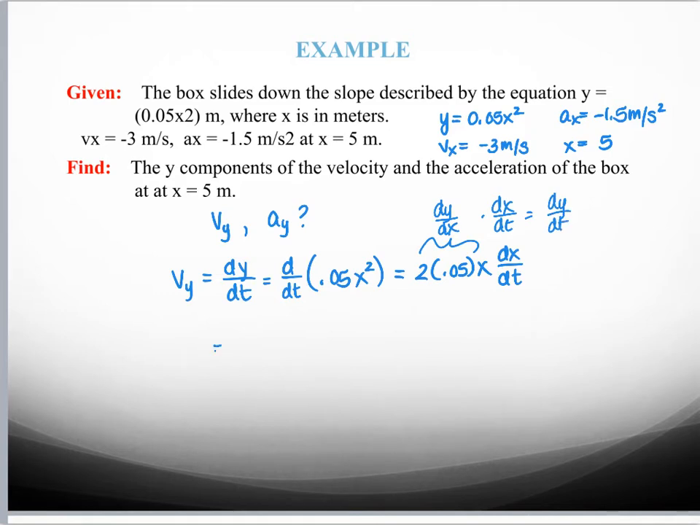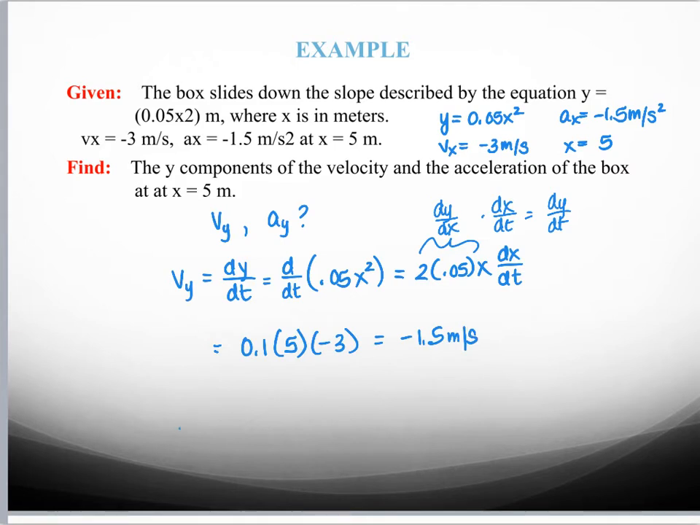Okay, and now you'll see why they gave us a lot of that information. It seemed kind of like, why do I need to know that? So the 2 times 0.05 is 0.1, and then we put in a value for x, where we were told that x was equal to 5. dx/dt is Vx, and so that's minus 3. And so the value of all that together is minus 1.5 meters per second.